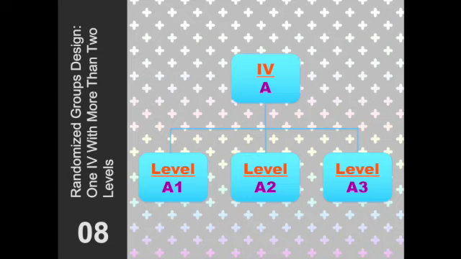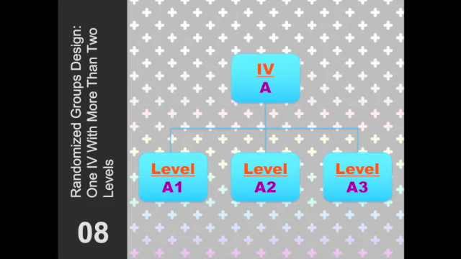So now we're going to look at a little bit more complex randomized group design that's independent. So if you had one IV with more than 2 levels, we could visually represent that if you look on the slide with this diagram here. So the IV, which we're naming A, has 3 levels. So level A1, level A2, and level A3. And those 3 levels or groups or conditions are where our participants are going to be in each one of those groups. And then with an independent groups design, we're going to compare the difference between the groups.